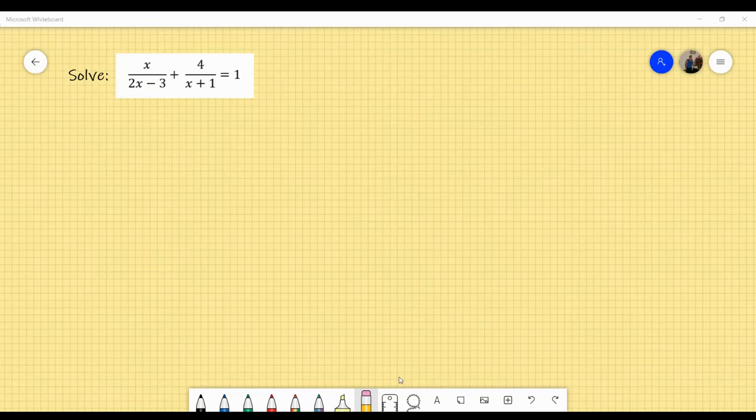Okay, so we're going to have a look at solving algebraic fractions, when we need to add algebraic fractions together in the first place. So remember, whenever we add and subtract any fractions, they need to have a common denominator, and this is also true when they involve algebra.